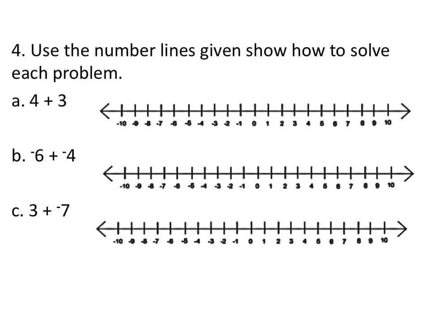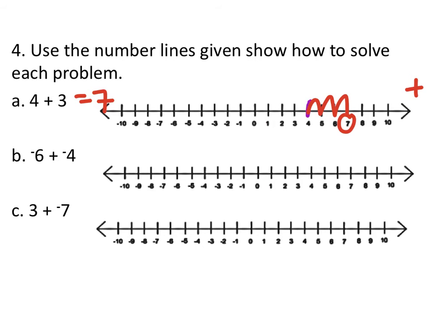So again, by the way, I don't always start at 0 on these. For part A, just start at 4. And then it says adding 3. Well, to the right is the adding direction, and it's positive 3, so you go 1, 2, 3 to the right, and you end at 7 right there, okay?